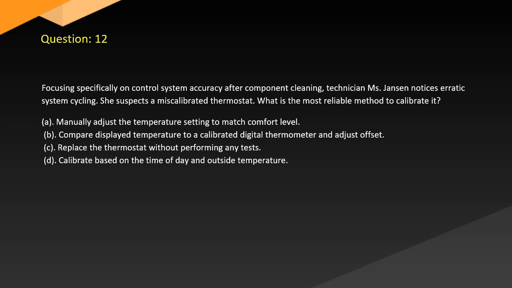Question 12. Focusing specifically on control system accuracy after component cleaning, technician Ms. Jansen notices erratic system cycling. She suspects a miscalibrated thermostat. What is the most reliable method to calibrate it? A. Manually adjust the temperature setting to match comfort level. B. Compare displayed temperature to a calibrated digital thermometer and adjust offset. C. Replace the thermostat without performing any tests. D. Calibrate based on the time of day and outside temperature.